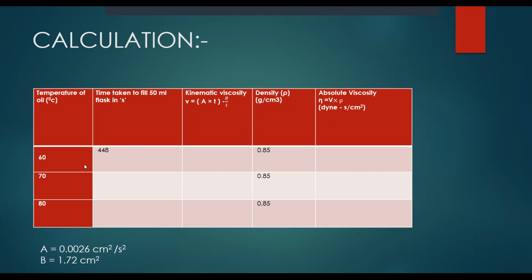Right? Now you know this temperature, 3 different temperatures, and for those 3 different temperatures, you can calculate the 3 different kinematic viscosities. Then you will calculate the 3 different absolute viscosities, right? So you should plot the graph, right? Temperature versus kinematic viscosity and temperature versus absolute viscosity, 2 different viscosities at 3 different temperatures, right?